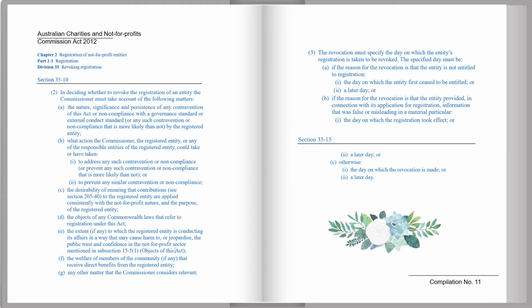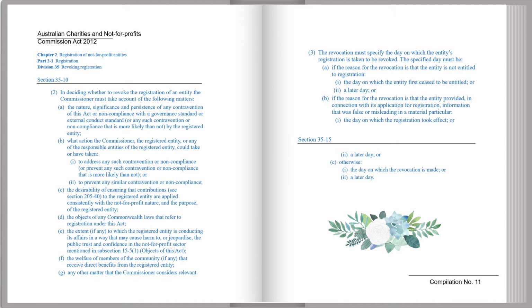35.10. Revoking registration. 1. The Commissioner may revoke the registration of a registered entity if the Commissioner reasonably believes that any of the following conditions are met. A. At any time after the date of effect of the registration, the entity is or was not entitled to registration. B. The registered entity provided, in connection with its application for registration, information that was false or misleading in a material particular.